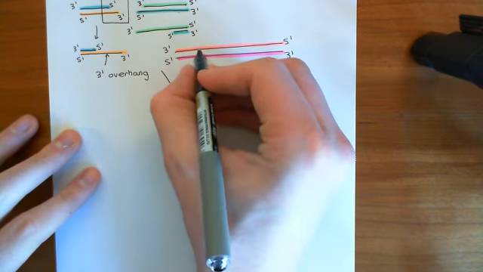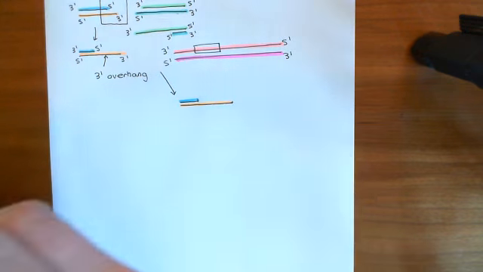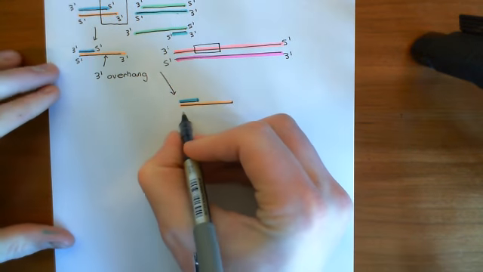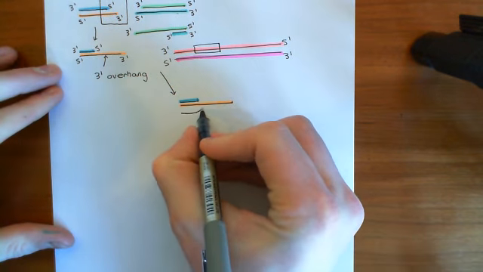So let's start off by drawing the blue and orange strand here. So here is our orange strand, here is our blue strand, and now what we have done is we've bound that red strand to the 3' overhang of our orange strand here. And it's also bound to the purple strand still.